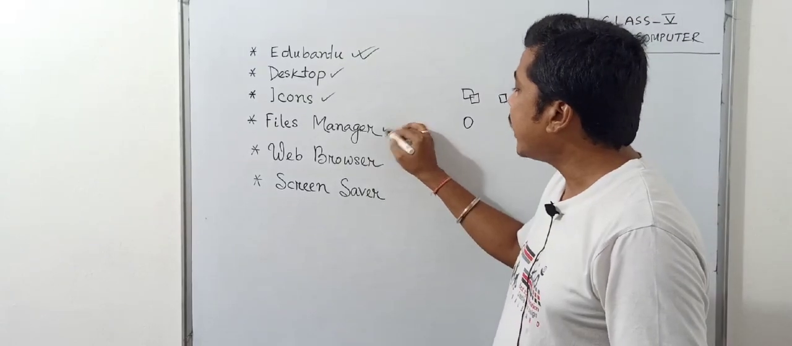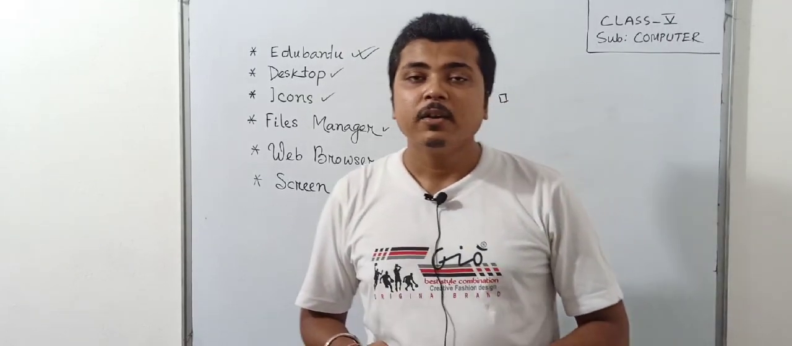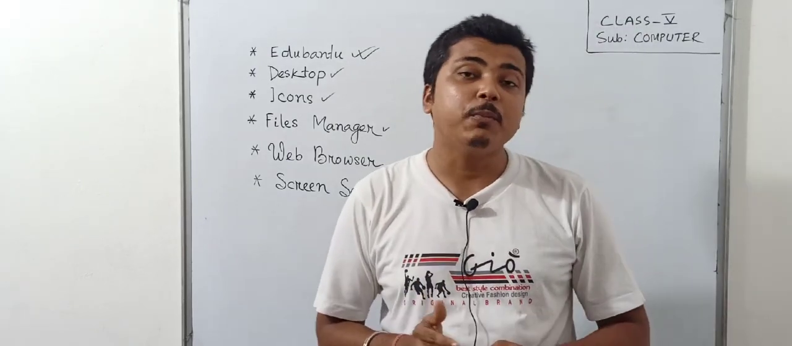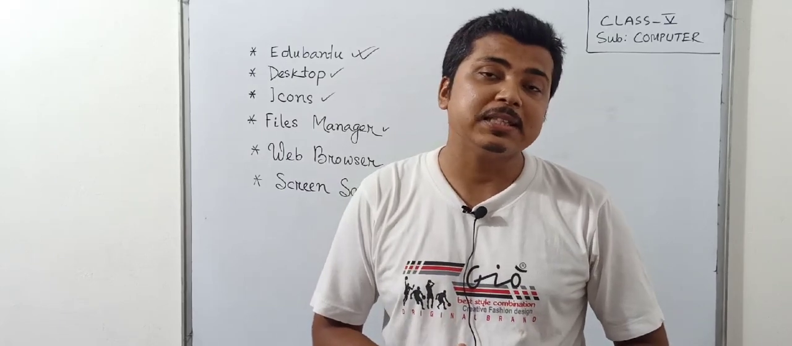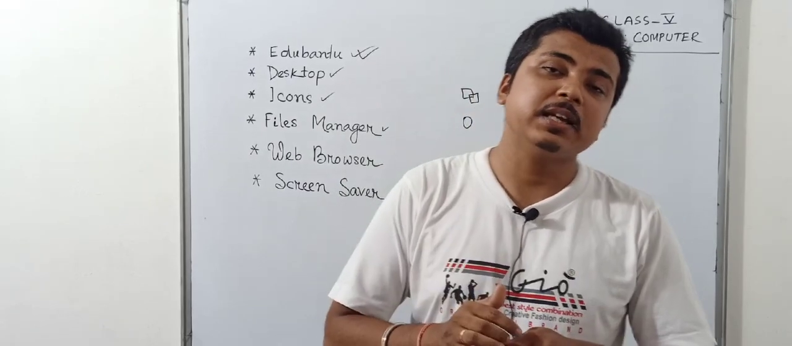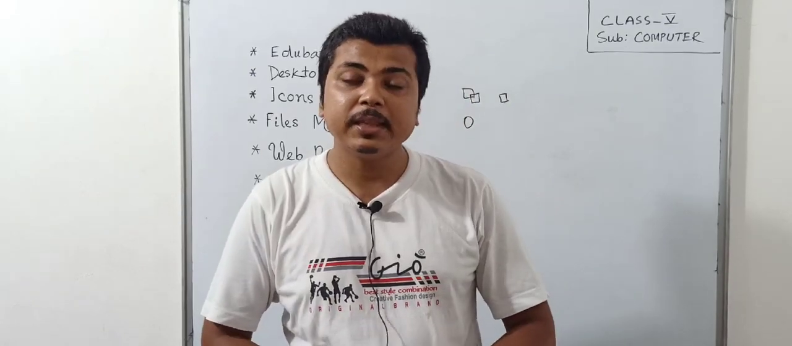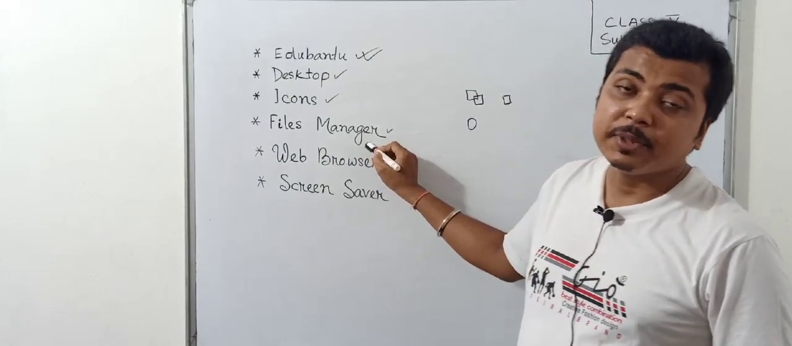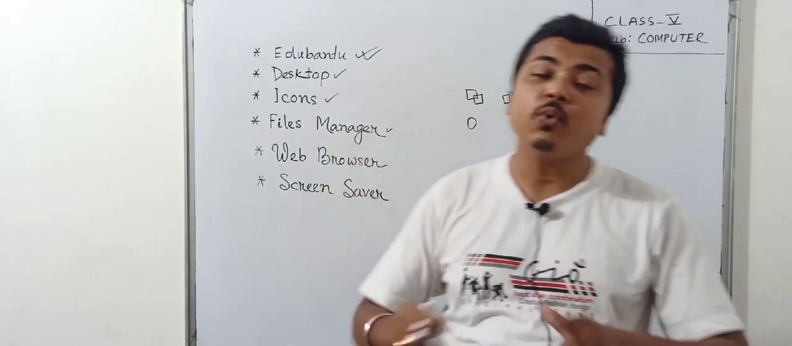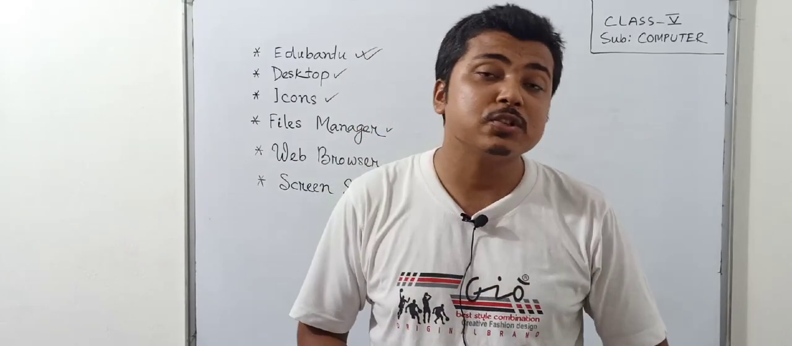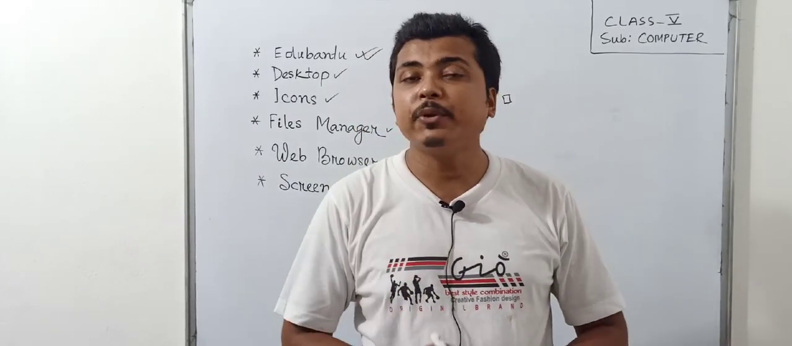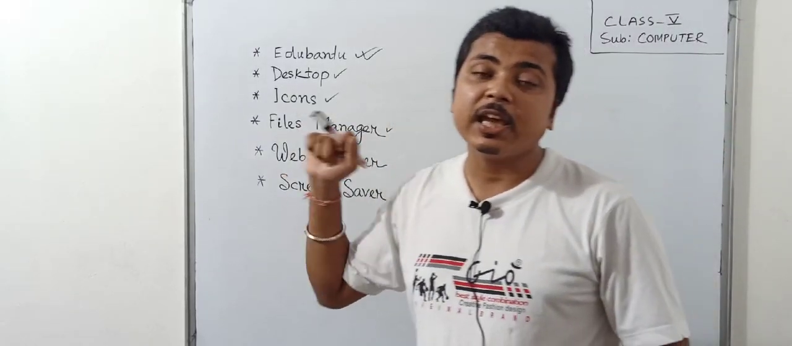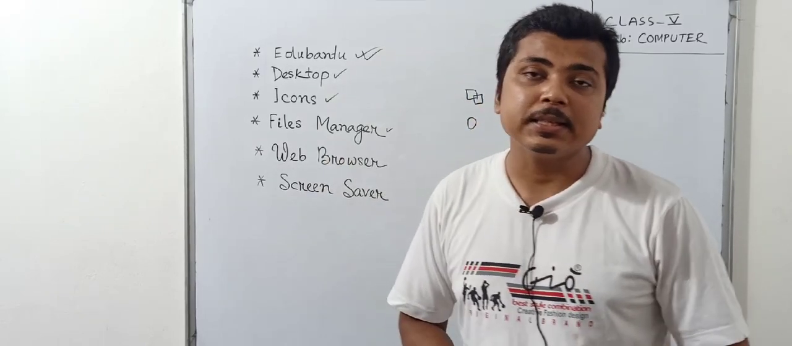Now next comes file manager. What is file manager? File manager is a place from where you can get all the files and folders you have saved in your computer. From here you can go to all the files, folders, pictures, and videos that are stored in your computer. You can say it is the main center from where you can go to each and every file or folder present in the computer.